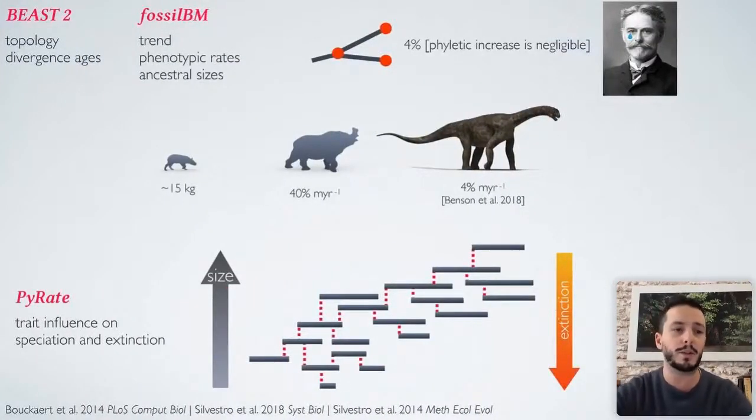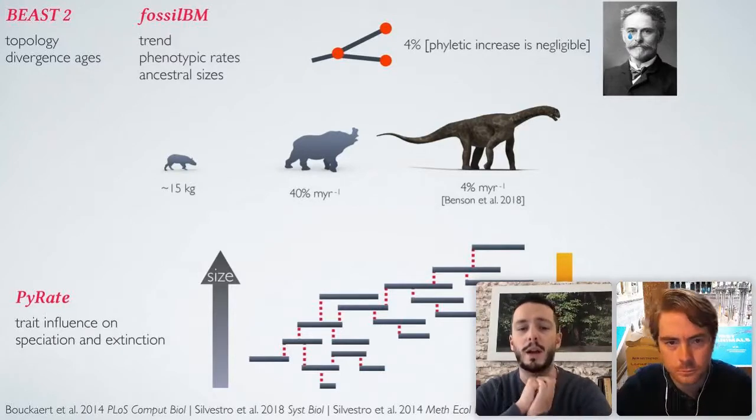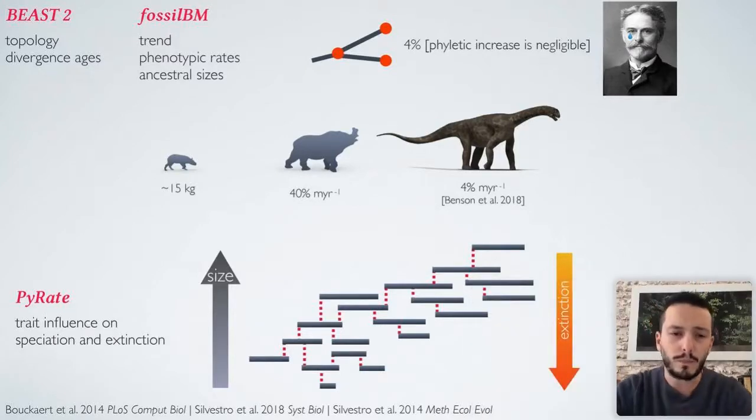We built a topology and estimated divergence ages for our phylogeny using BEAST, and we applied a phylogenetic method called fossil-BN, which estimates the phyletic trend, phenotypic rates, and ancestral sizes. And these tell us that originally the first brontotheres were just around 15 kilos in weight, but they evolved really fast. So body size rates of evolution in brontotheres are up to 40% per million years, compared to sauropods, for example. They are 10 times as fast.